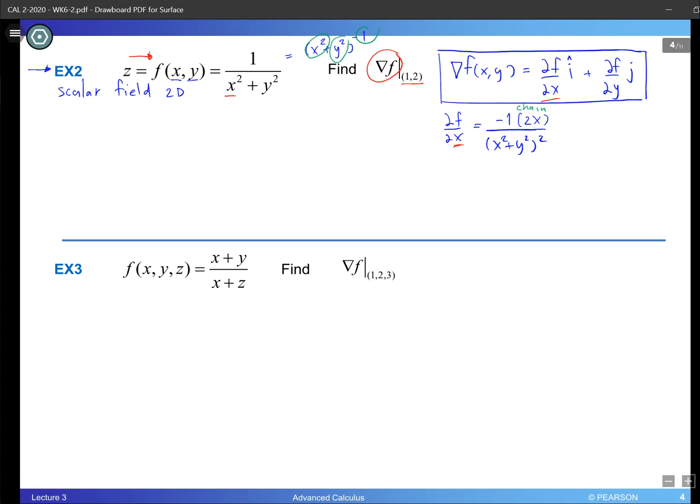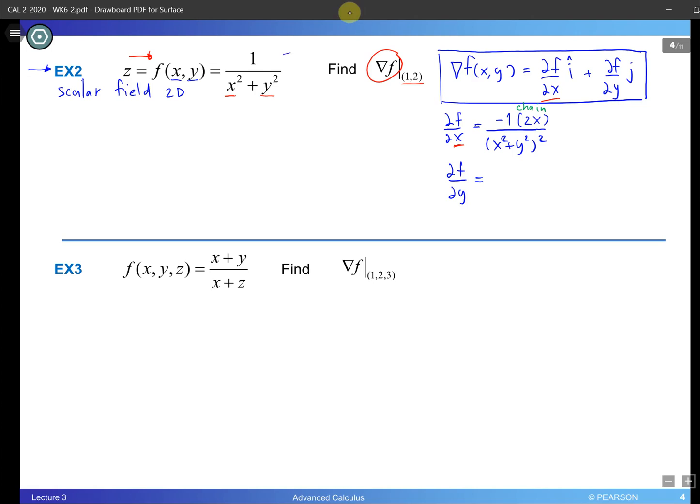Now what about df by dy? Let's find out about this. First partial diff with respect to y. Okay, I need to write this again, it's getting messy. So once again I see this location of y at the denominator of this fraction. So I'm going to use the same trick.